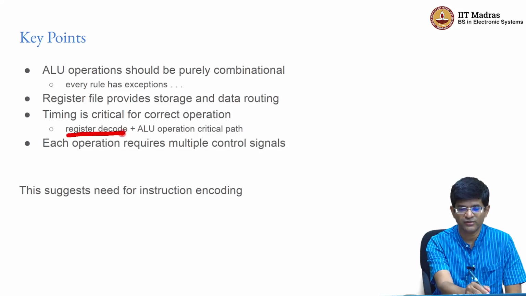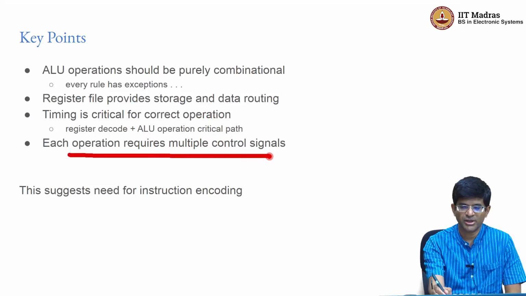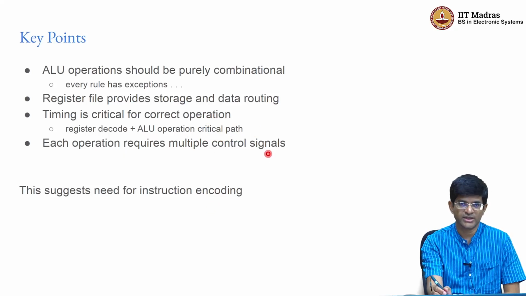We basically have a register decode which decides what are the RS1 address, RS2 address, ALU op and so on. We also have the actual ALU operation itself, and the register decode and reading out. So, the multiplexing that happens at the output of the register file and the ALU operation together form a critical path. And each of these operations basically requires multiple control signals.